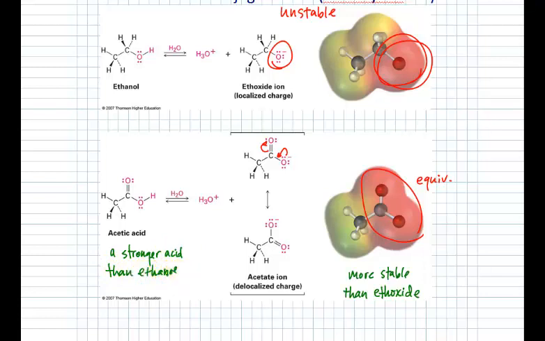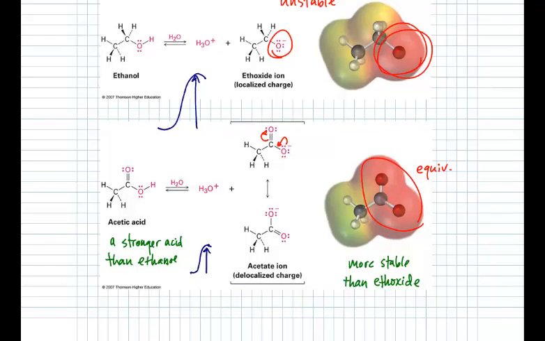Remember, we've done this several times. If you want to think of it in terms of how much energy it takes to deprotonate, a large amount of energy is required for ethanol, a smaller amount of energy required for acetic acid. Stronger acid because it's easier to deprotonate, because the conjugate base has been stabilized a little bit compared to if the minus was just simply localized on that one oxygen.